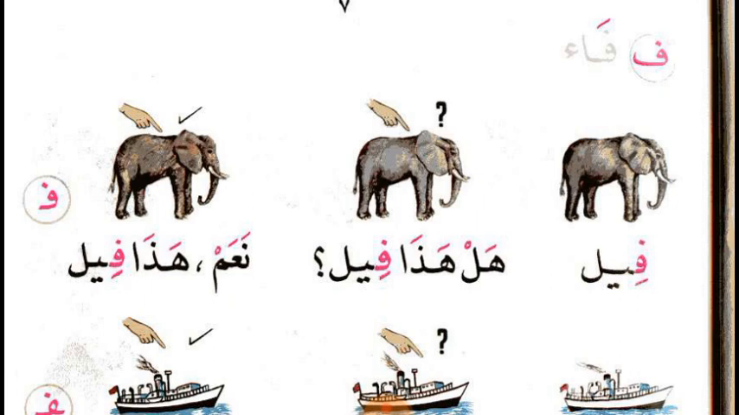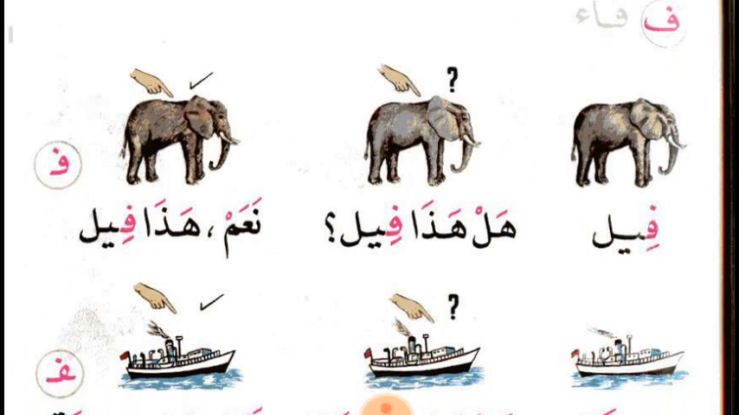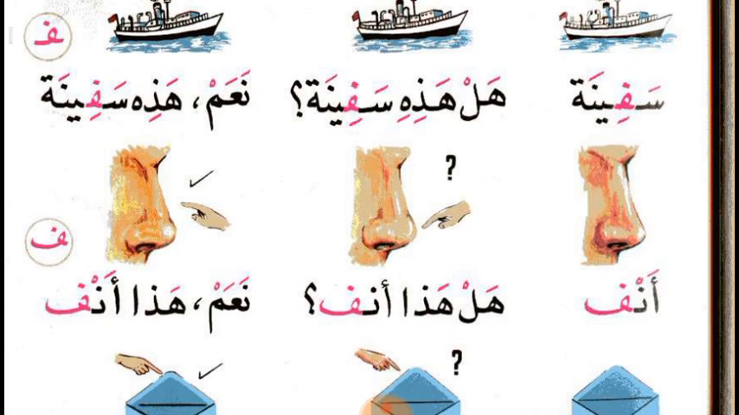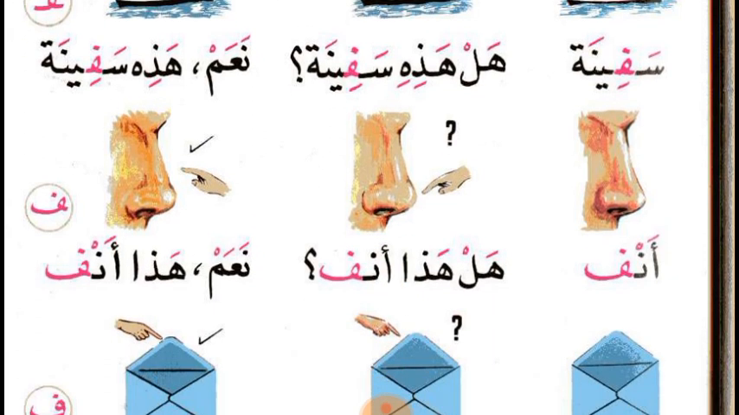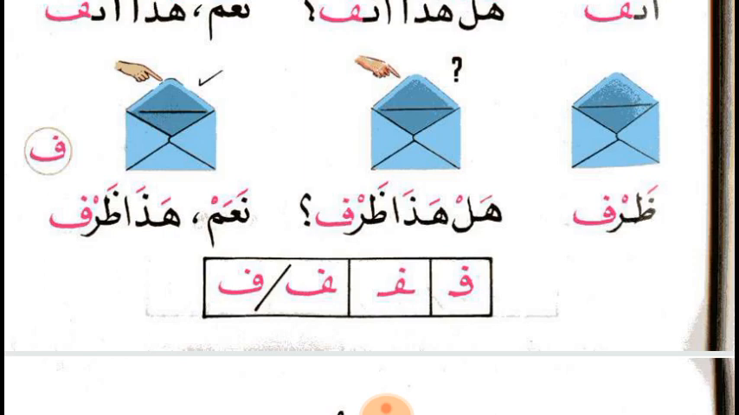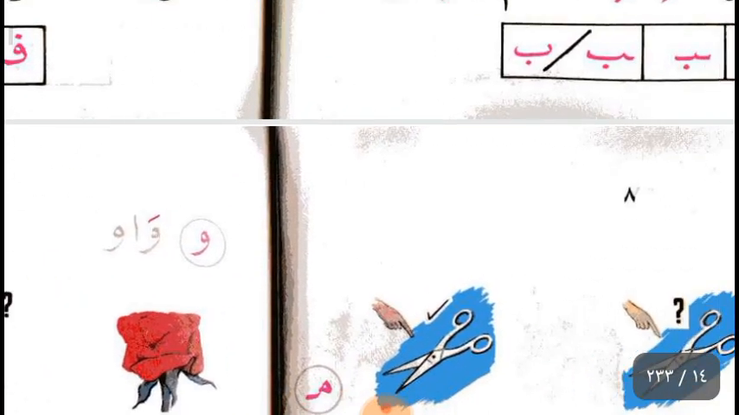فيل. هل هذا فيل؟ نعم هذا فيل. سفينة. هل هذه سفينة؟ نعم هذه سفينة. أنف. هل هذا أنف؟ نعم هذا أنف. ظرف. هل هذا ظرف؟ نعم هذا ظرف. Okay, good. Proceed to the next page.